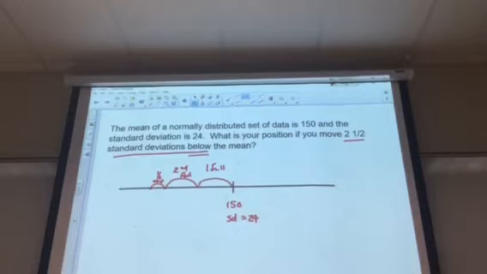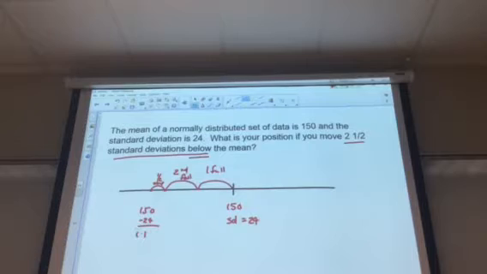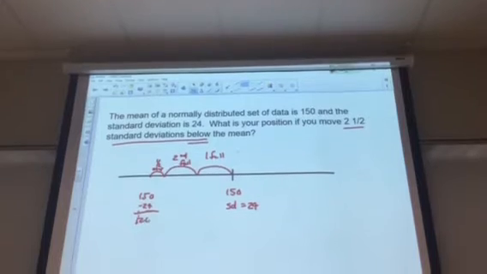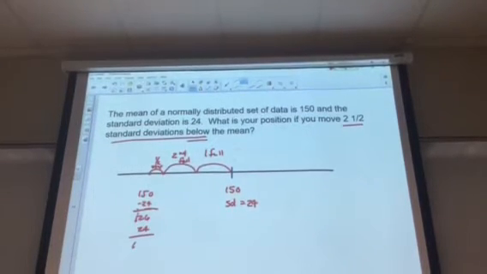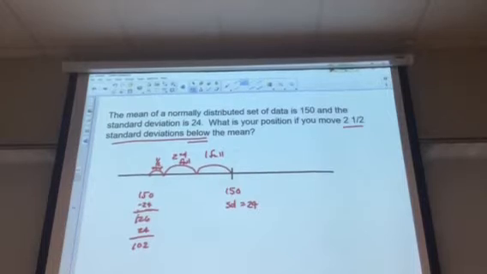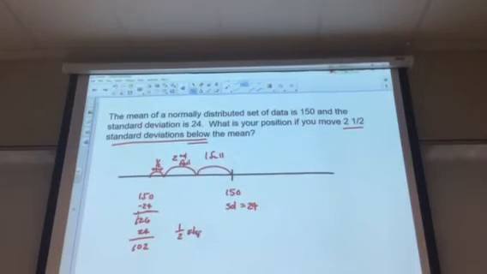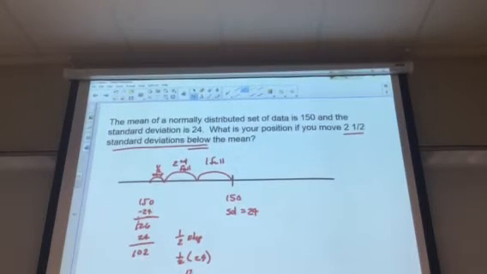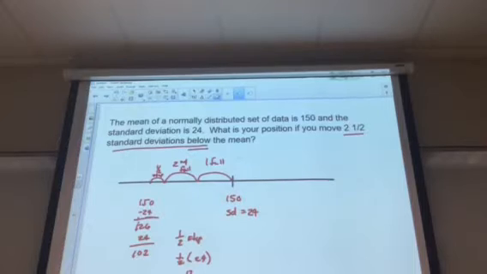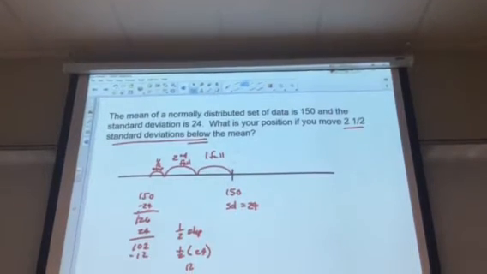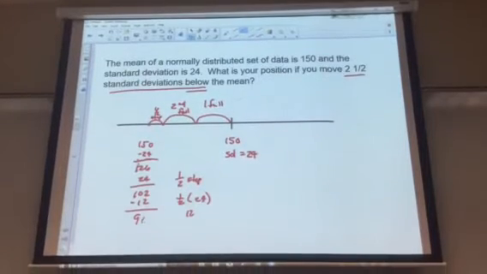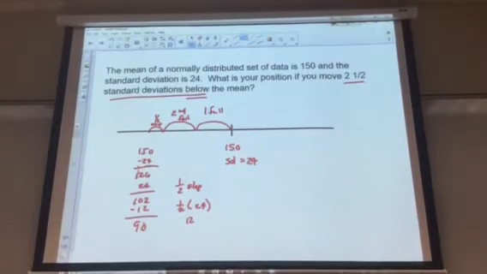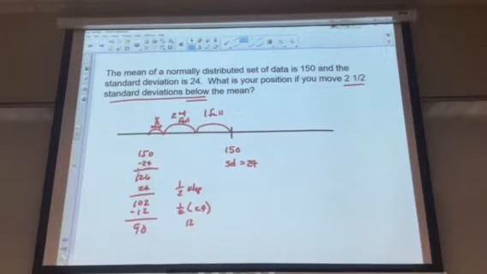Well, one full step is 24 units, leaving me at 126. A second step leaves me at 102. And now a half step, if the step is 24 units, is 12. So now 102 minus the 12 should put me at a value of 90. There's the step-by-step approach to the problem.